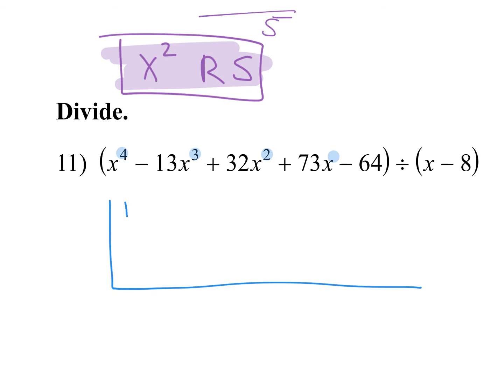So we start with 1, then what comes next? Negative 13. Negative 13, and then 32. 32, and then 73. And then last, negative 64. And what goes outside of the box?